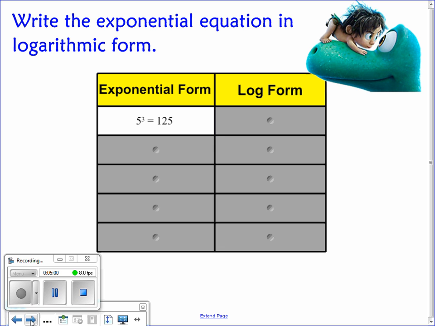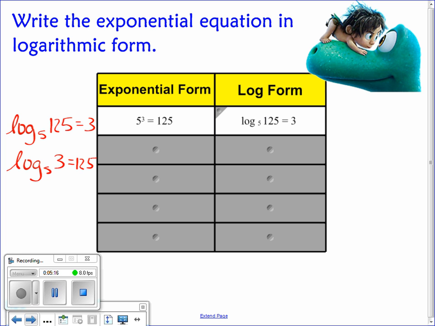All right, so I heard a couple things. Let's kind of talk about it. I heard most of you got down log base 5. But then I heard it both ways. I heard 125 equals 3, and I heard 3 equals 125. Good. Because again, think about the loopy swoopy for how you're doing this.